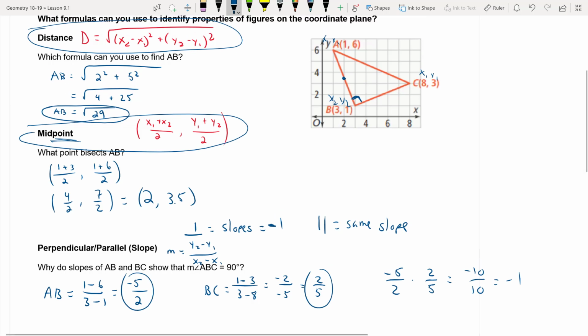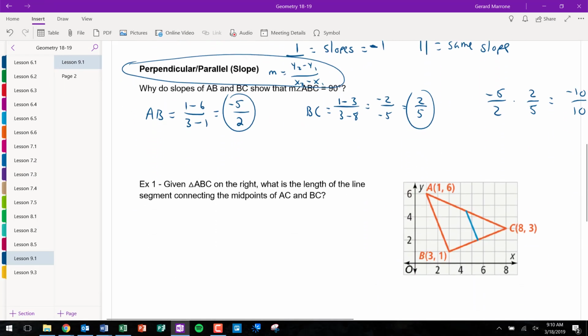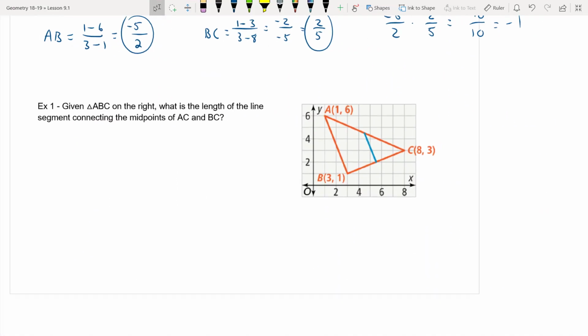So you've got three tools here. You've got distance, anytime you're trying to find congruence. You've got slope, anytime you're trying to find perpendicular or 90 degrees. And then you've got your midpoint. Let's take a look at some examples. Let's take a look at this first example.